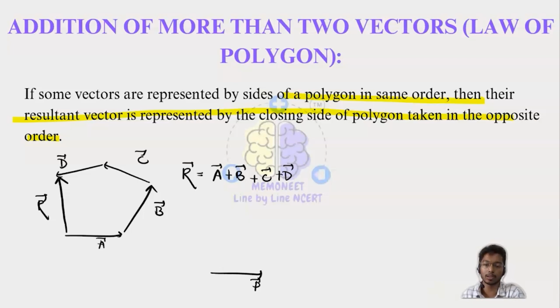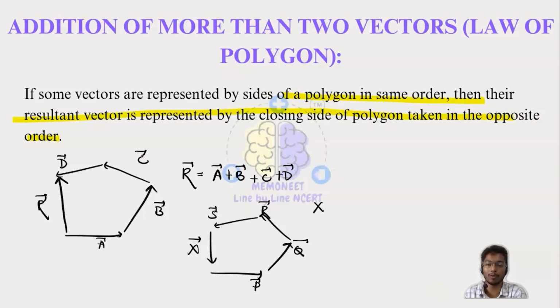Let's take an example here. We have P vector, Q vector, R vector, S vector, and let's say X vector. So what will be the value for this polygon? The sum of all the vectors will be 0, as they are present in the same order. So we can write P vector plus Q vector plus R vector plus S vector plus X vector is equal to 0.